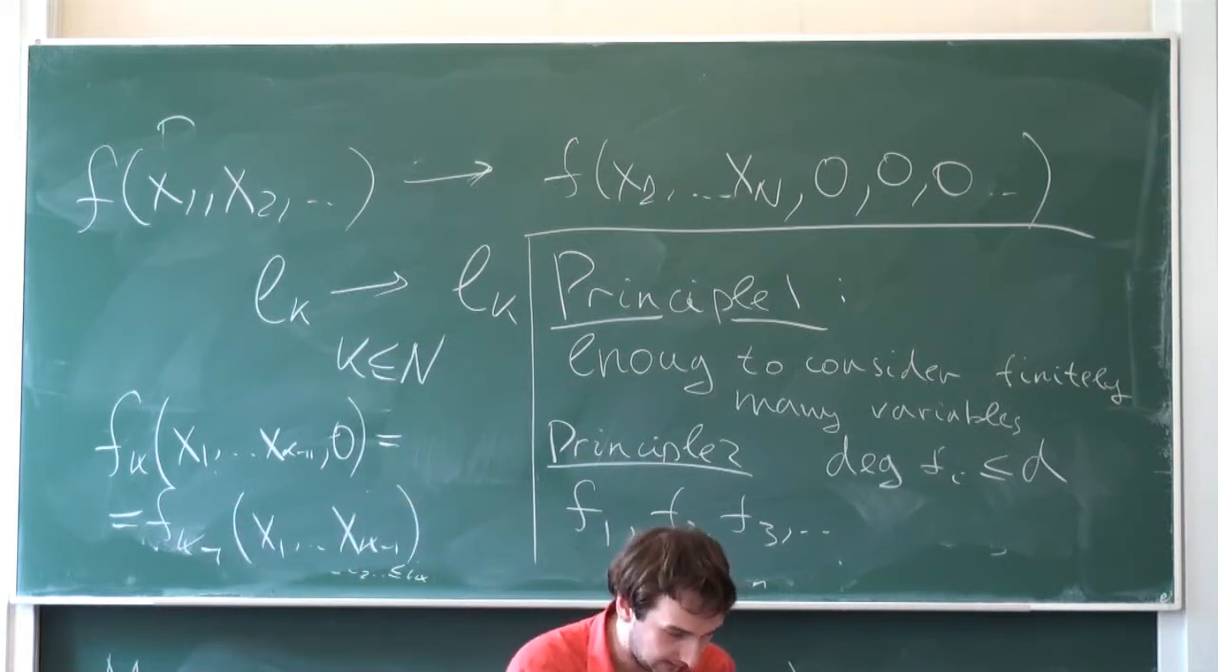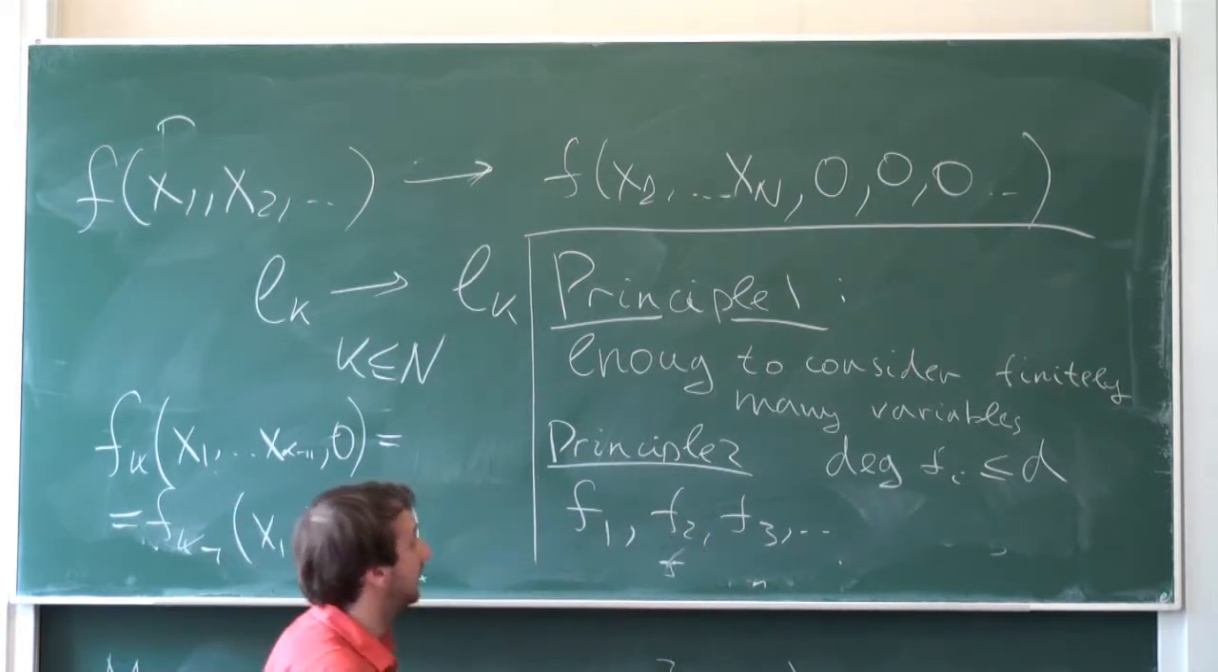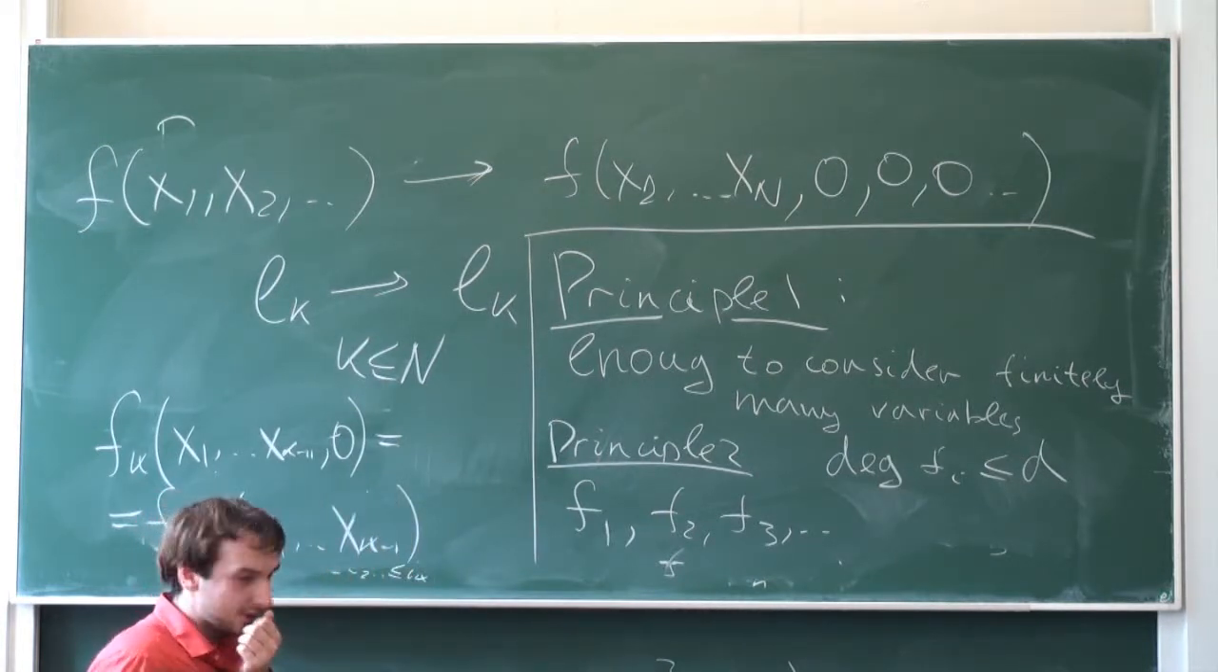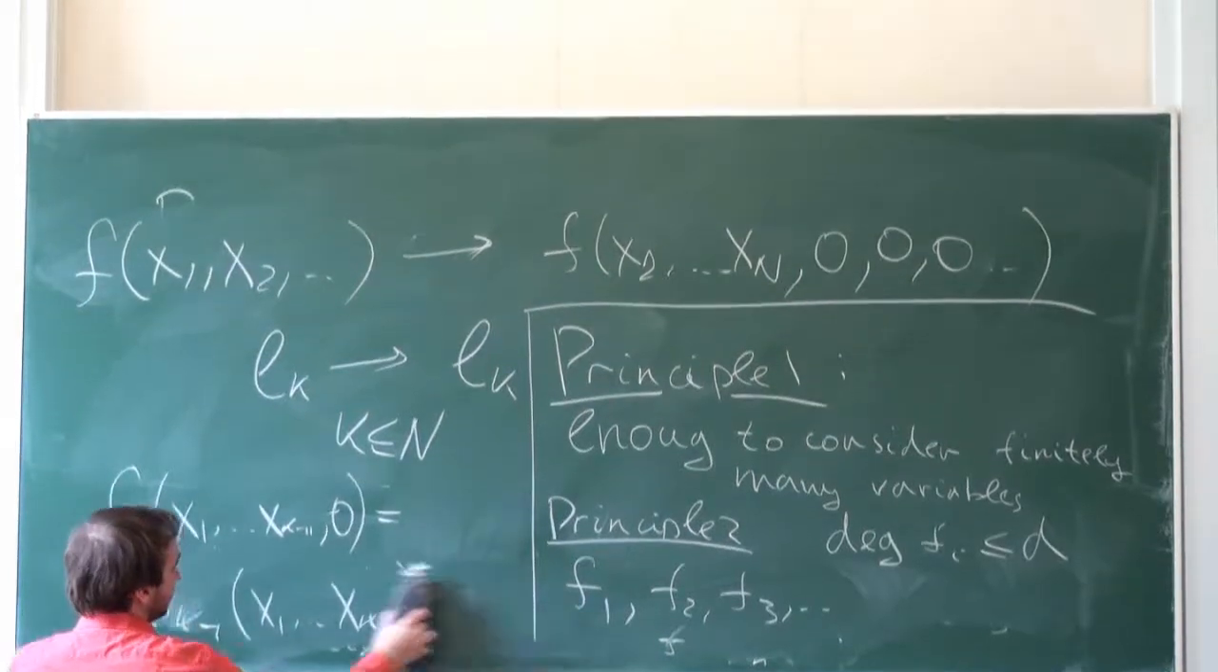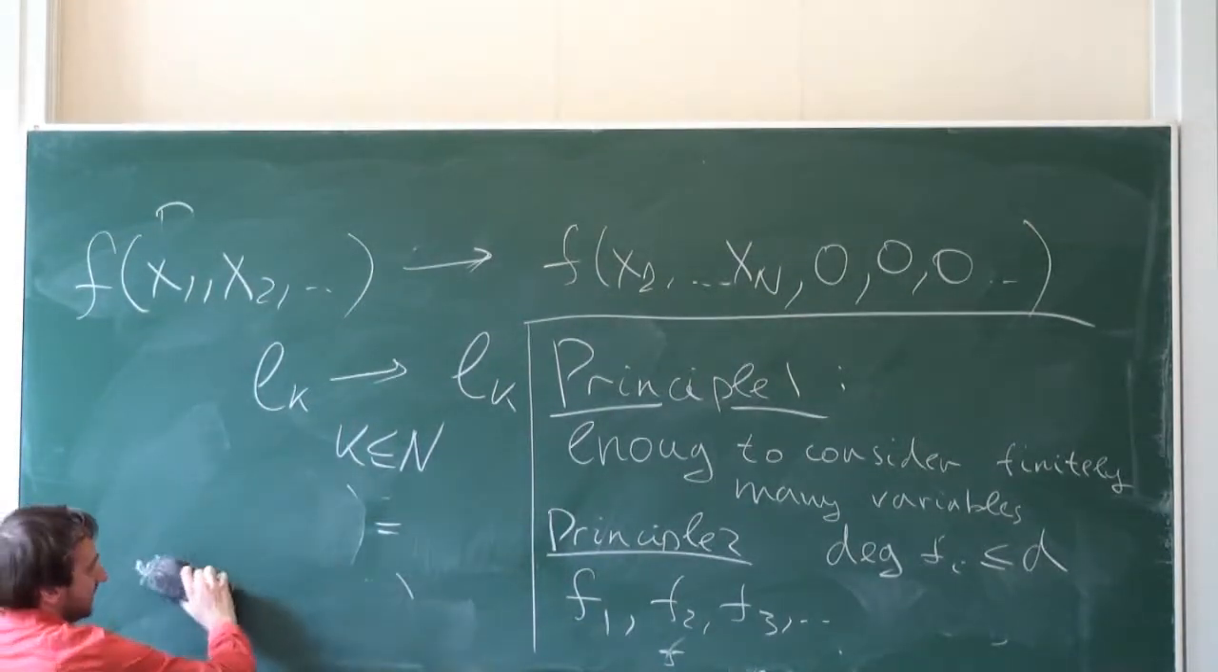Now, what we need next is a very important identity about Schur polynomials, which is usually called the Cauchy identity. So let's state it.